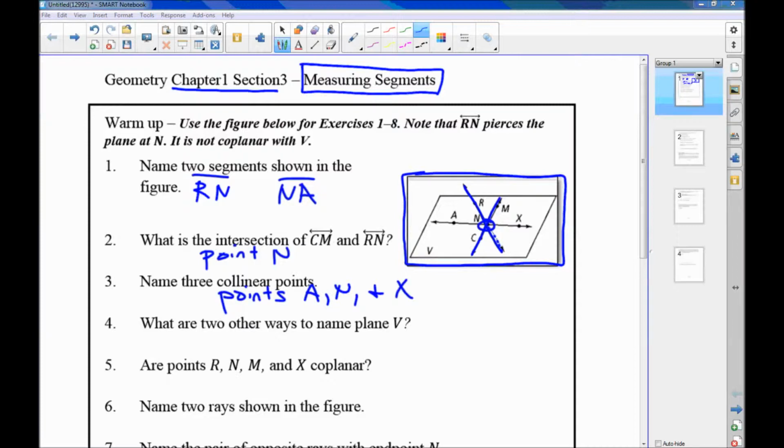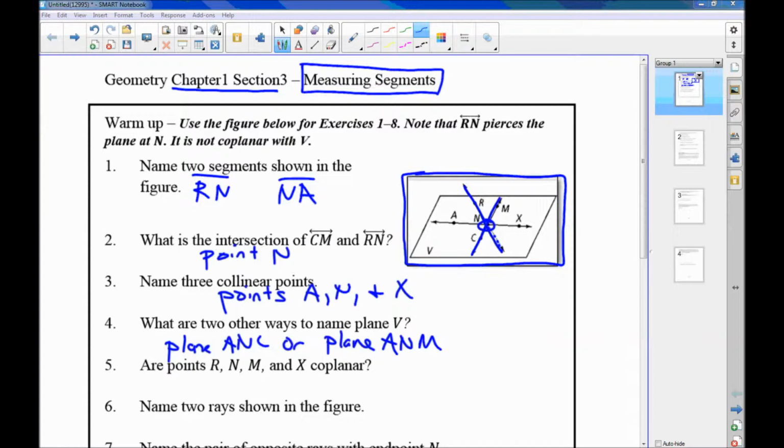Okay. What are two other ways to name plane V? So plane V is the whole plane. We just need to pick 3 points on that plane. So we could call it plane ANC, or any other 3 points that are on the plane, as long as those points are not collinear, A, N, M. And there are a few other ways. Just pick 3 points that are on the plane that are not collinear. That means they need to form a triangle if connected.